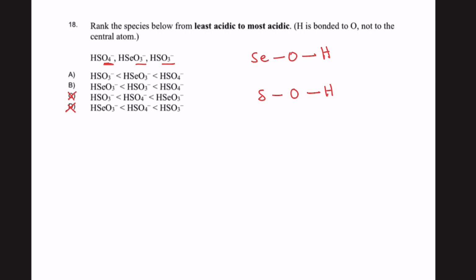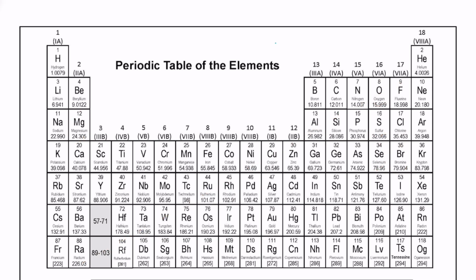So we need to look at electronegativity here. I'm going to go back to the formula sheet, and we know from periodic trends that electronegativity increases upwards and to the right of the periodic table. So let's look for sulfur. I see sulfur here, selenium is here, and oxygen is right above it. So oxygen is the most electronegative out of all three of these elements, then sulfur, and then selenium.